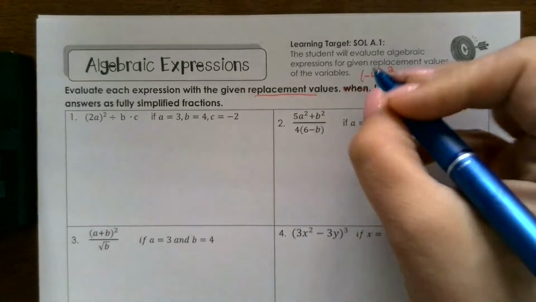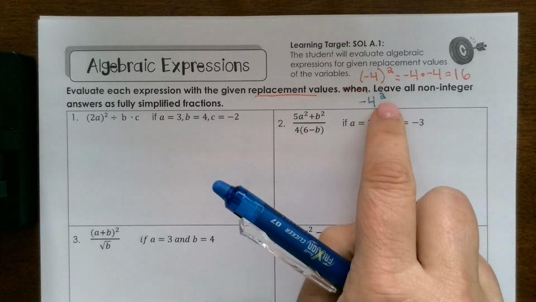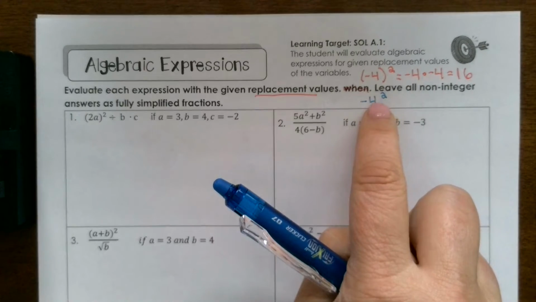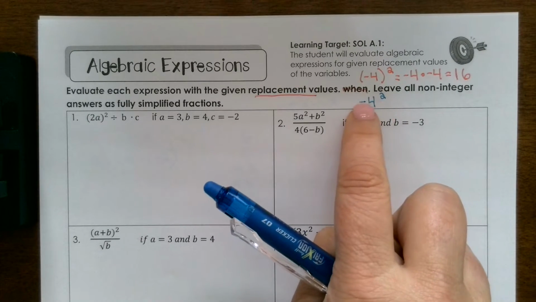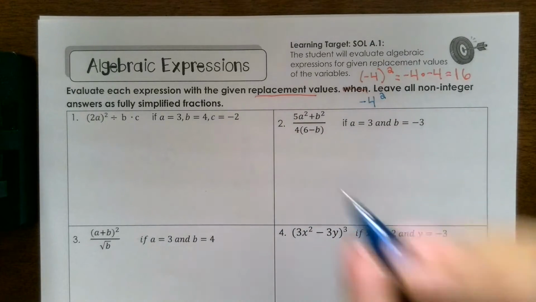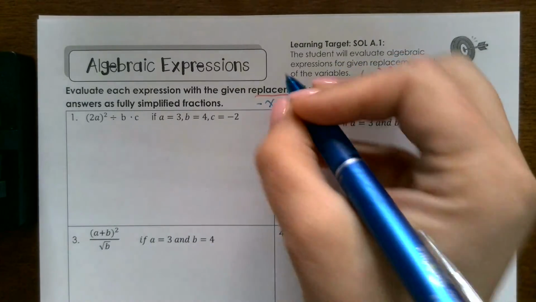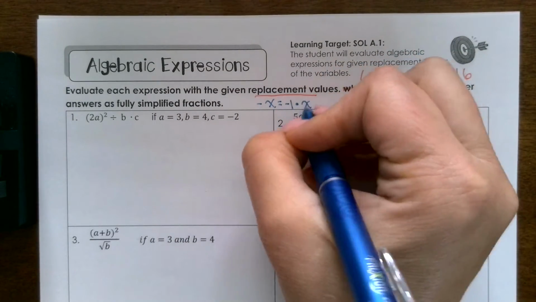Here is what happens if I don't use parentheses. If I have -4 squared, without the parentheses, my exponent is attached to the 4 only. This negative is really saying the opposite of 4 squared. Let's just kind of take a step back to just negative x. I know that negative x is really -1 times x.